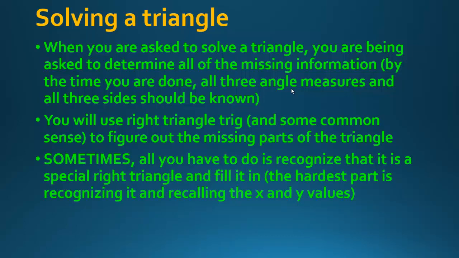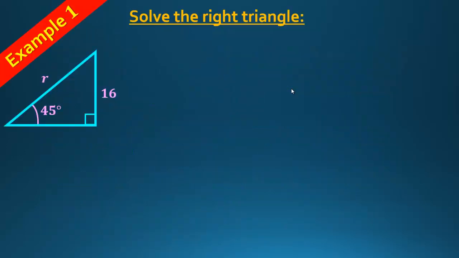Sometimes all you have to do is recognize it's a special right triangle and fill it in. For example, if root 2 over 2 was the length of one side and the angle was 45 degrees, you wouldn't really have to do anything except fill in the different ratios. But trig is actually going to come in very handy here. You can use ratios or you can use trig. I'm going to show you how to use trig because that's what I want you to get used to using. So let's solve this right triangle.